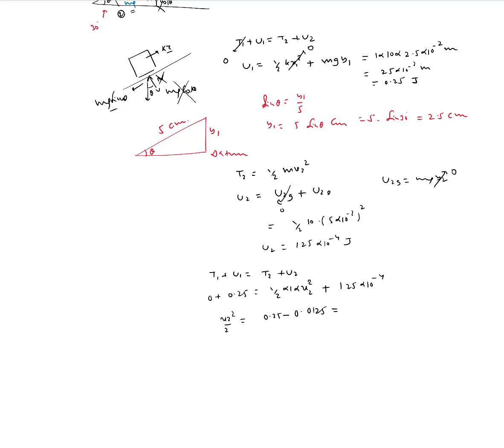So this is equal to 0.2375. So v2 would be equal to, let me multiply that with 2 and then do a square root finally, and I get 0.689 meters per second. That's the speed when it reaches configuration 2.